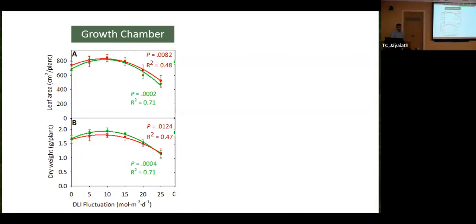So looking at the data from the growth chamber study, I'm showing leaf area and dry weight, red for red lettuce and green for green lettuce. So if you're looking at both leaf area and dry weight, we did not see a reduction of growth up to DLI fluctuation of 15. So when the DLI fluctuations go to 20, we saw the reduction of leaf area as well as dry weight.